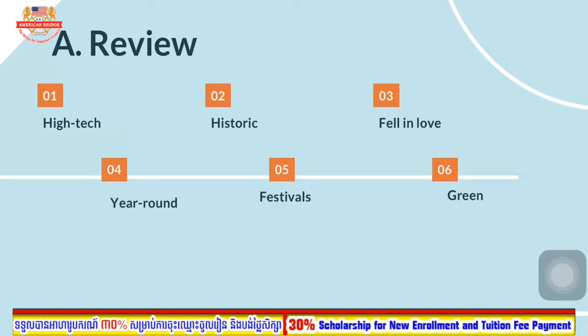Number 4, year-round. Year-round means happening or present for the whole year. For example, for one year, so year-round means for the whole year. When something is happening or present for the whole year, we call it year-round. Number 5 altogether, students. Listen carefully, because this is important also.